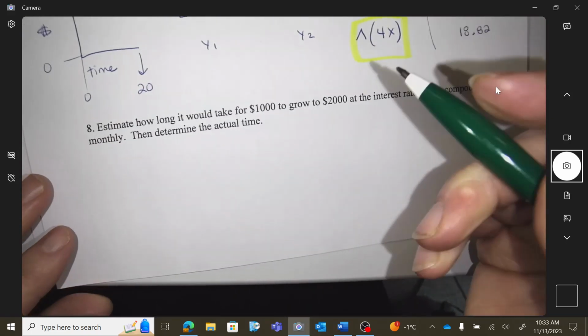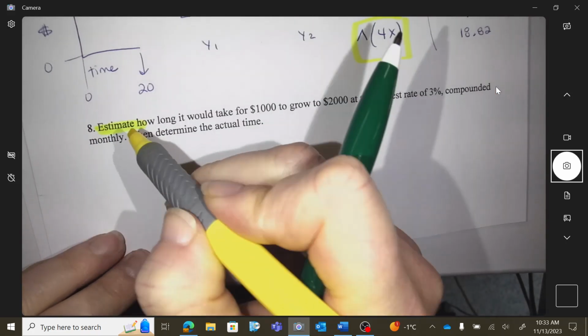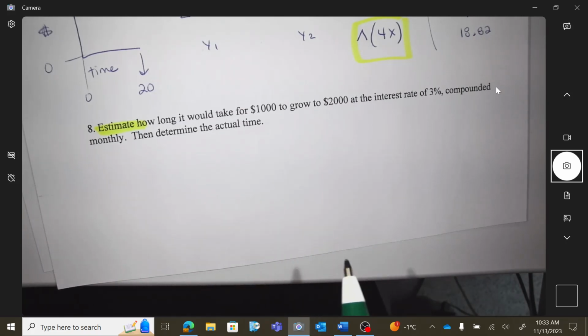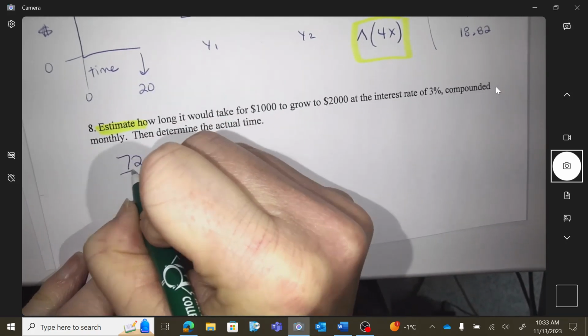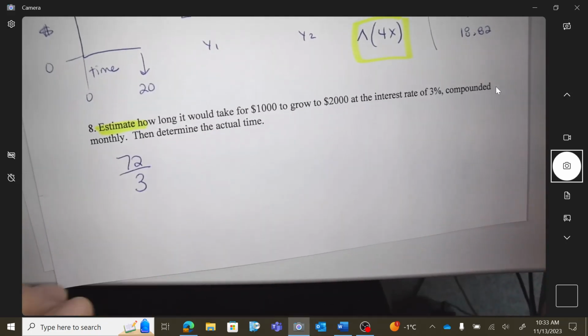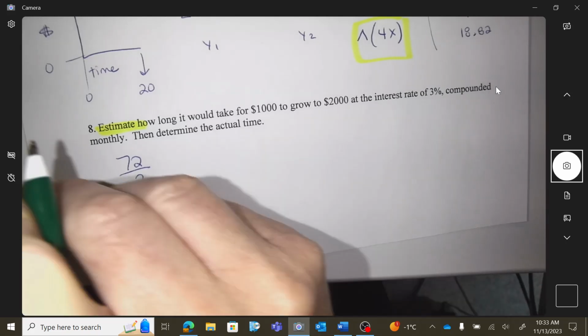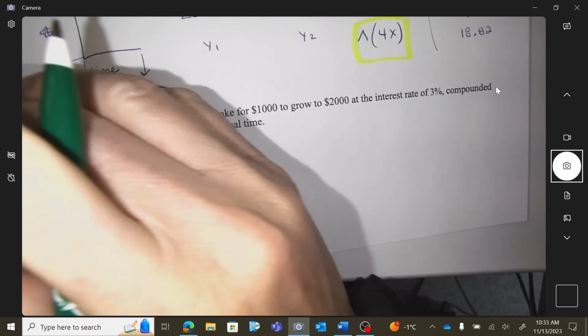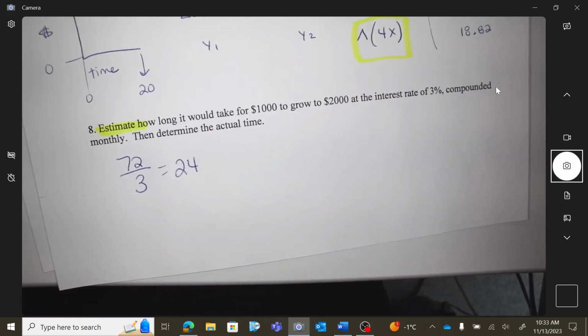Okay. Number 8. Ooh, the word estimate is in there. So what's that probably telling me? Rule of 72 divided by 3. Not decimal stuff, just 3. So it takes 24 years to double your money.